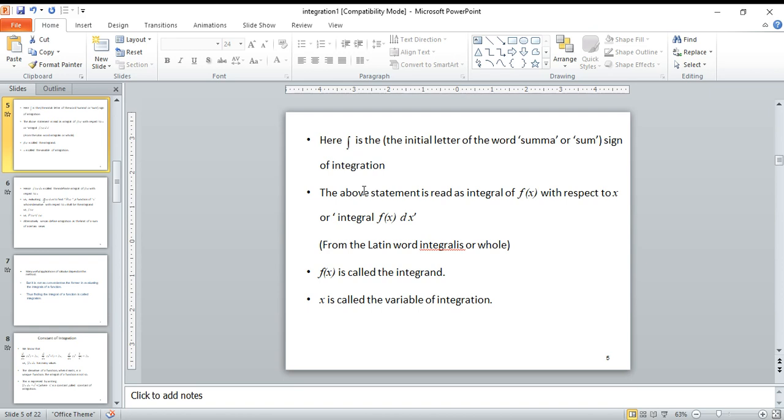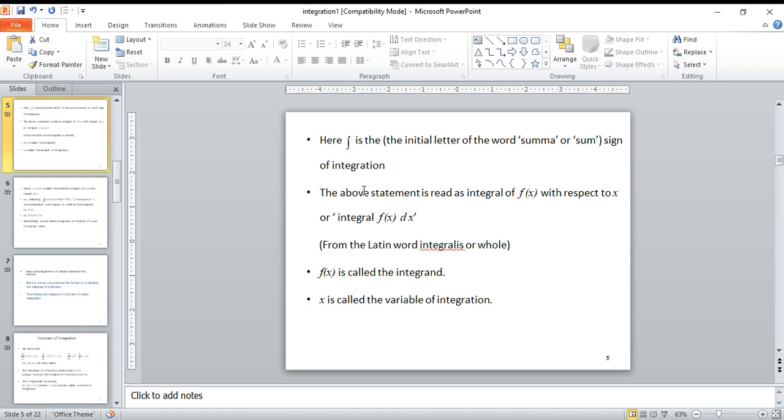The above statement is read as integral of f of x with respect to x, or integral f of x dx. This comes from the Latin word integralis, or whole. f of x is called the integrand. x is called the variable of integration.